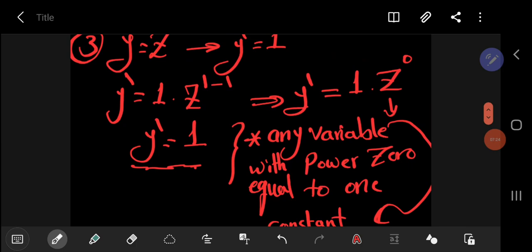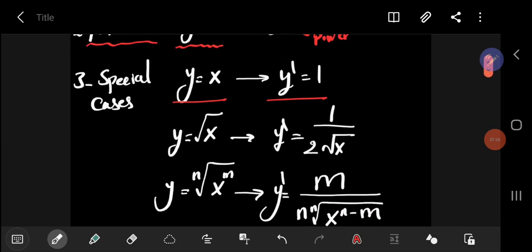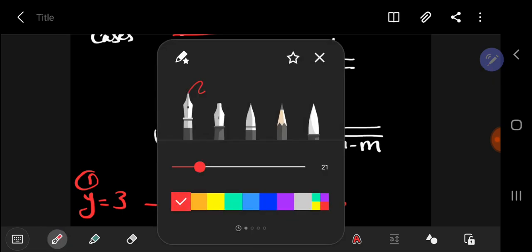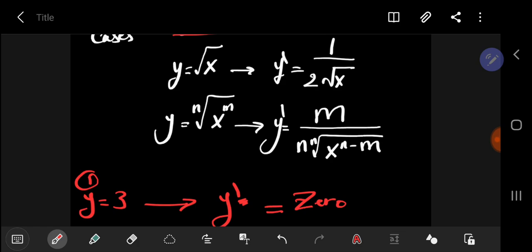So if I had a variable under a square root, its derivative will be 1 over 2 multiplied by the same variable under the square root. The third rule I have here, it's complicated, but we will explain it.